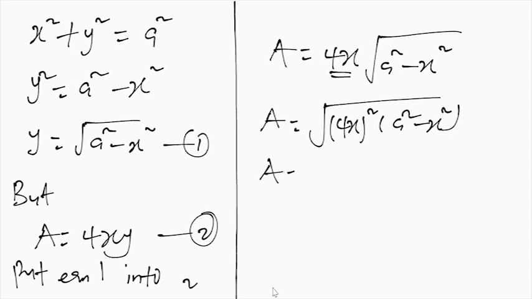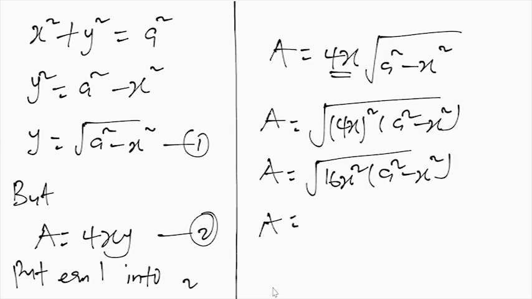Then when we simplify further, 4x squared will give us 16x squared into a squared minus x squared. Then we can expand that so that we have 16x squared a squared minus 16x to the power 4. Now this is the area of the rectangle in terms of x: the square root of 16x squared a squared minus 16x raised to power 4.